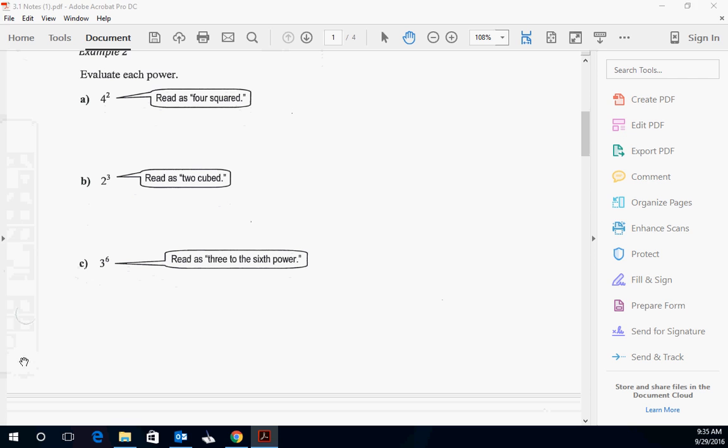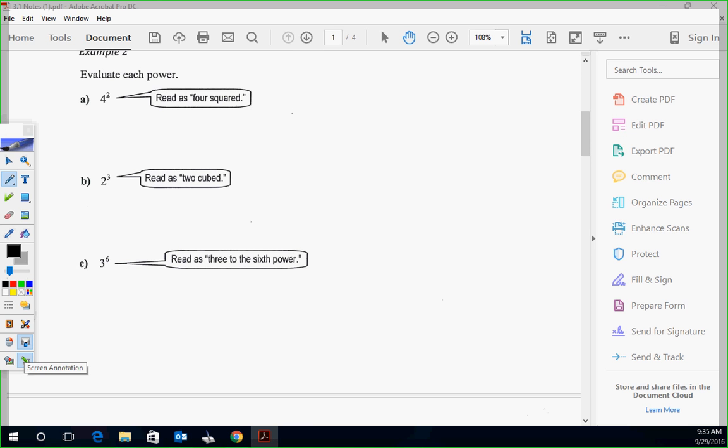All right, so then evaluate each power. Read as 4 squared, 2 cubed, 3 to the 6th power. That's how you read them. Just in terms of why it's called squared, that comes from applied problems of area. When you're finding the area of a square, you go length times width, right? Which is side times side. So we say side squared because it's the same number times the same number.